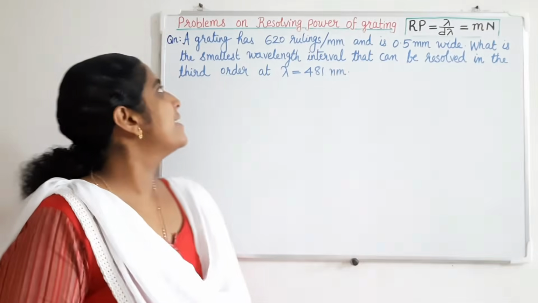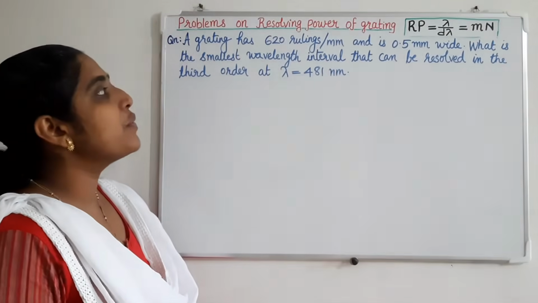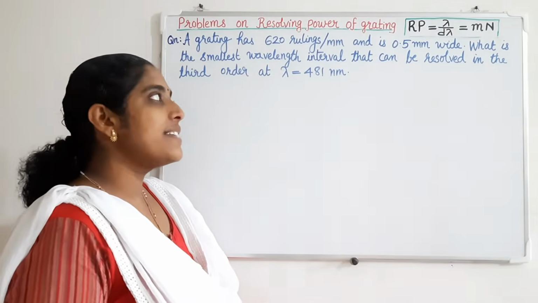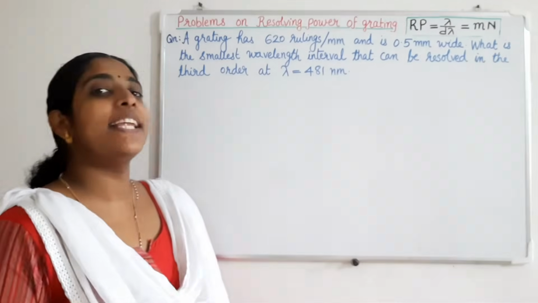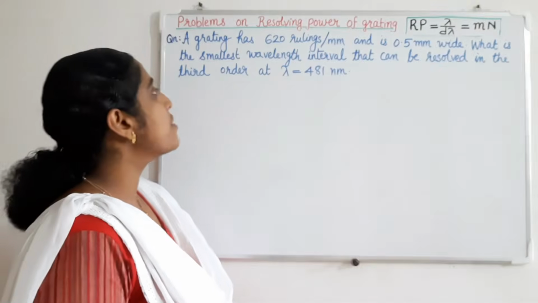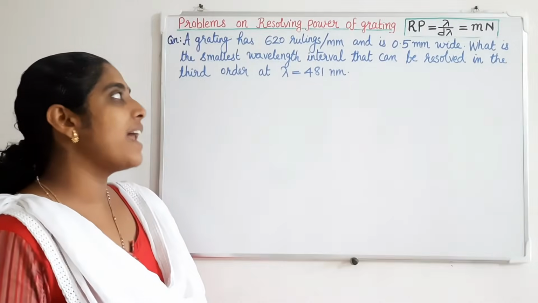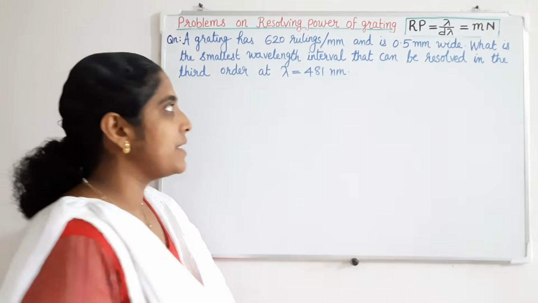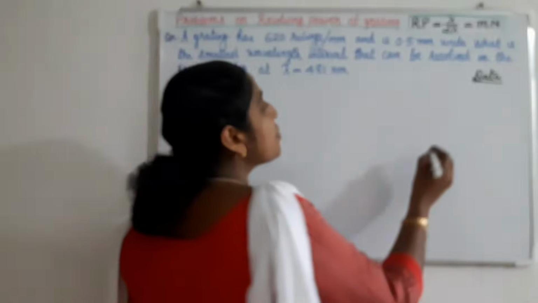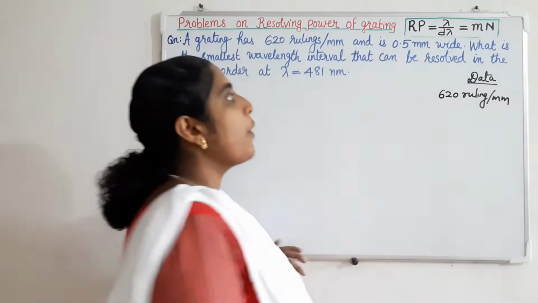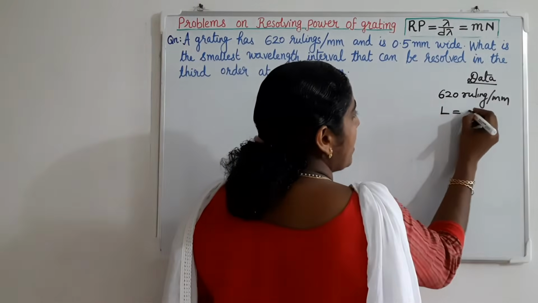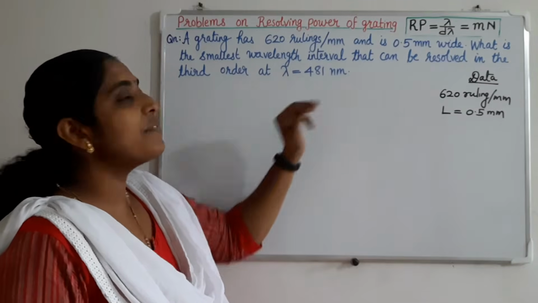See the next question. A grating has 620 rulings per millimeter and is 0.5 millimeter wide. What is the smallest wavelength interval that can be resolved in the third order at lambda equal to 481 nanometer? A grating has 620 rulings per millimeter and is 0.5 millimeter wide. What is the smallest wavelength interval?